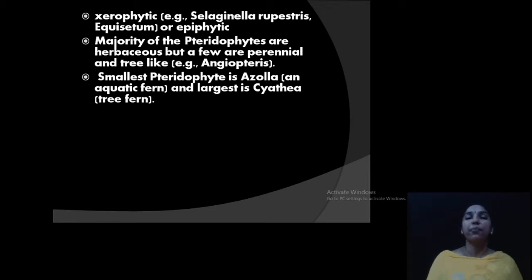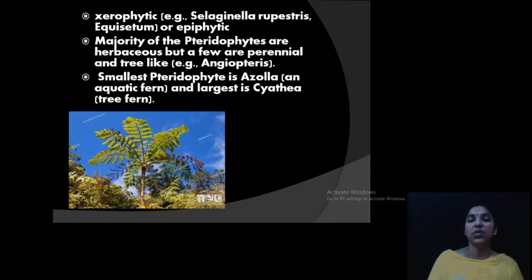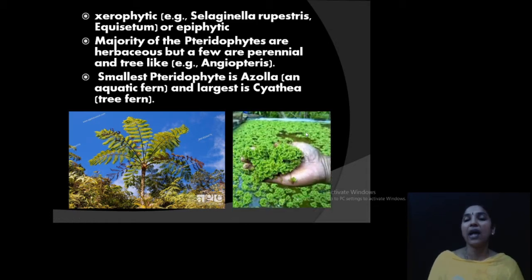Many ferns are epiphytic. When you look at large trees, you can see some large leaf-like structures attached to them. Those are the ferns. Most of them are herbaceous, and some tree-like ones are also present. The smallest pteridophyte is Azolla. I already told you that's an aquatic fern. The largest one is the Cyathea tree fern. See, this is the tree fern Cyathea, with a tree-like appearance and fern-like leaves. And this is Azolla, an Azolla pond, with small leaf-like structures. A very small fern, Azolla.